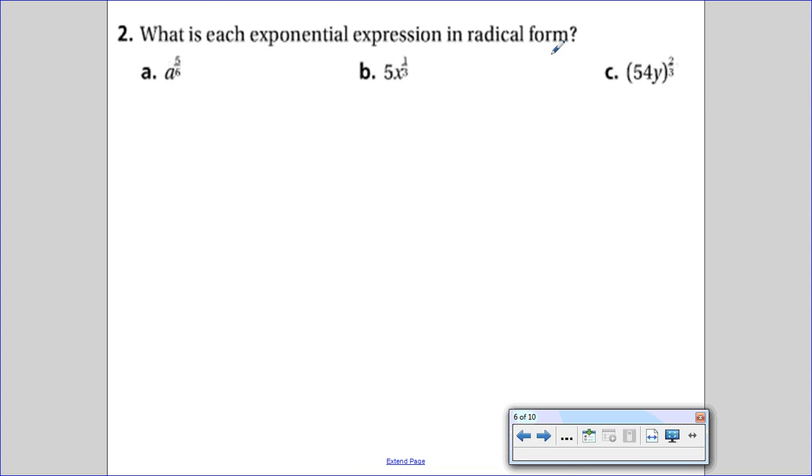So how do we rewrite these in radical form? I'll give you a second to try them on your own. So this is a to the 5/6. It's kind of hard to read. But remember, the 6 becomes your root, and we got a to the 5th, the 6th root of a to the 5th power. Here, the 1/3 is only with the x, so the 5 stays on the outside. We're looking for the cubed root of x to the 1st, which we don't have to write.